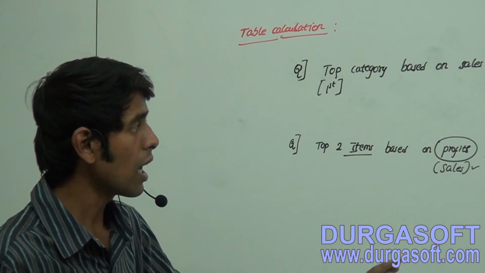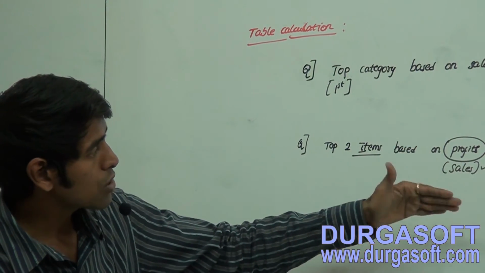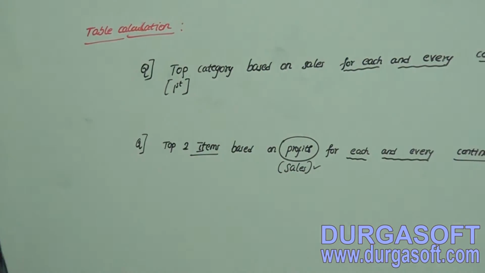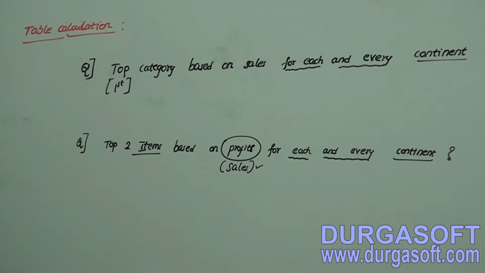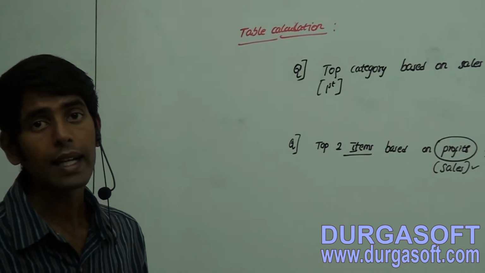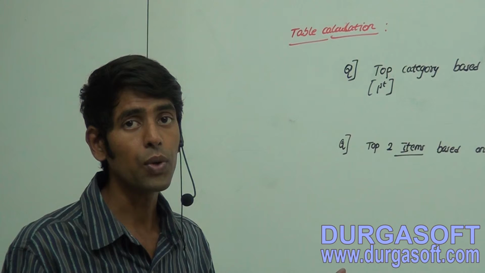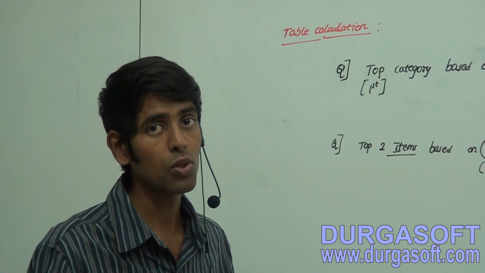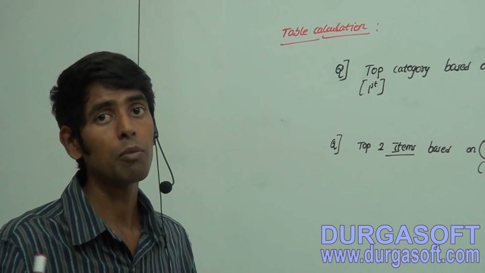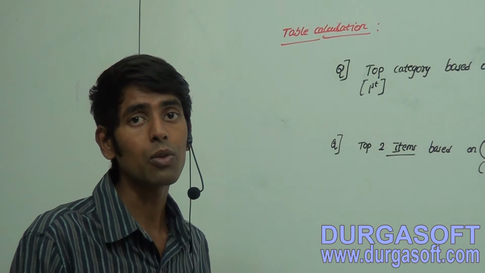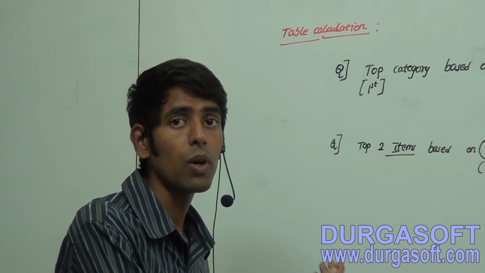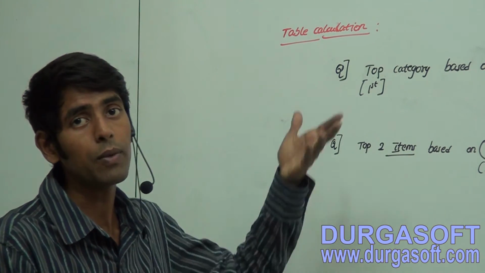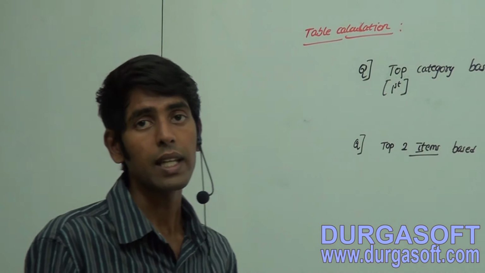Now, top 2 items based on sales for each and every continent. That is very, very important. For each and every continent, if you apply filtering for top 2 items on items, based on sales, that is a normal filter. Then we are not going to get the expected results. We'll see that. Even for this, you have to apply the same concept which we are going to apply for the first question, in detail.